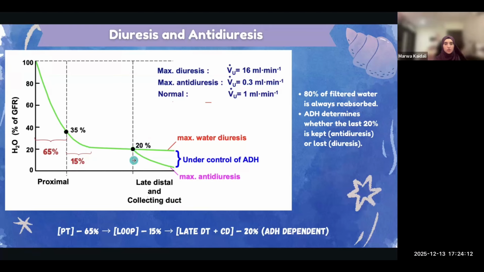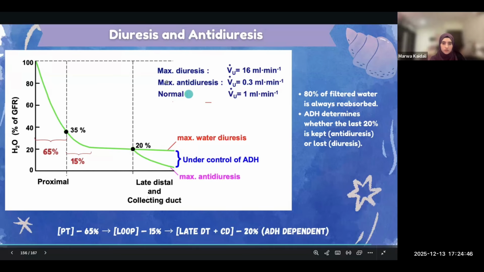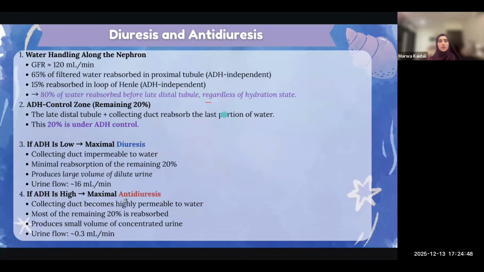Okay? Now, this 20% of water is going to enter the late distal tubule, and depending on if ADH is present or not, we're going to have water reabsorption. Okay, so if ADH is present, this means that we're going to reabsorb the water, so the water percentage is going to go low. Okay, and our urine is going to be concentrated. Okay, but now if ADH is not present, that means that we're not going to reabsorb any water, so the percentage of water is going to stay the same. Is this clear? Okay. So this is everything that I explained, but in words.